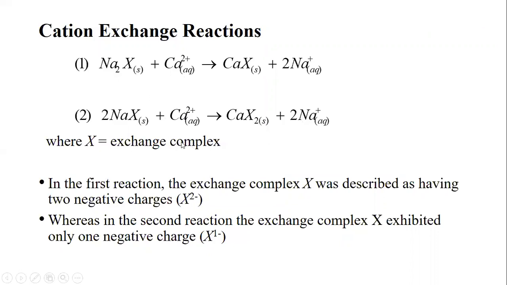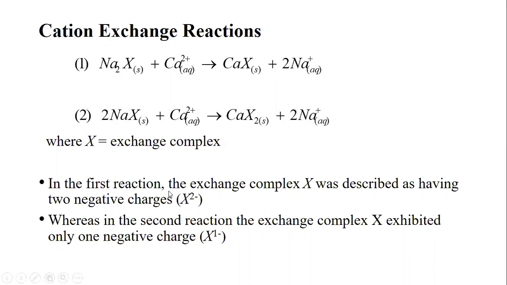X is the exchange complex. That's a general term. What do we mean by an exchange complex? It's the colloid on whose surface exchange reactions can take place. It can be a silicate clay mineral like kaolinite, montmorillonite. It can be a humus colloid, any colloid in the soil that has negative charges that can adsorb exchangeable cations, and this type of reaction can take place. So we'll explain the two reactions.